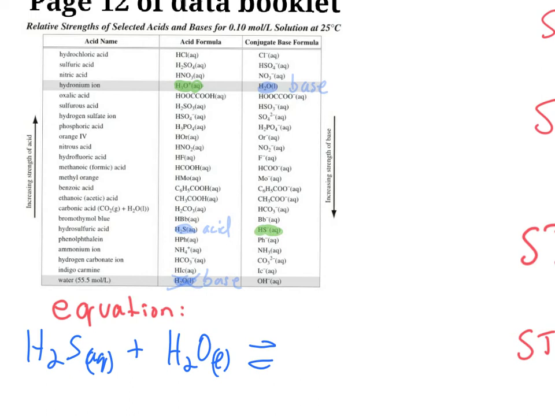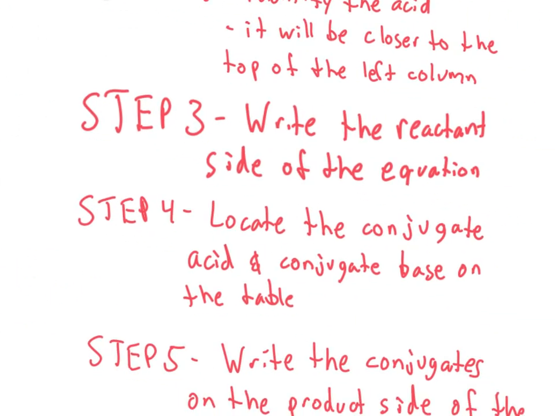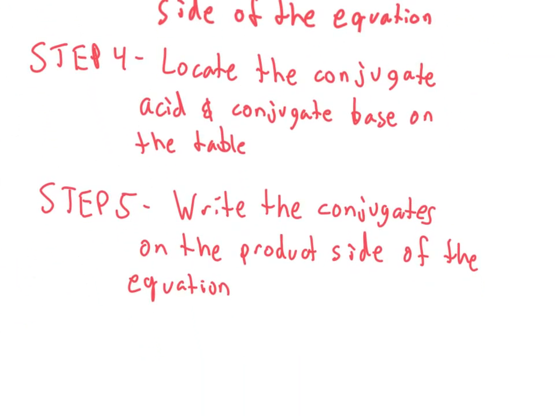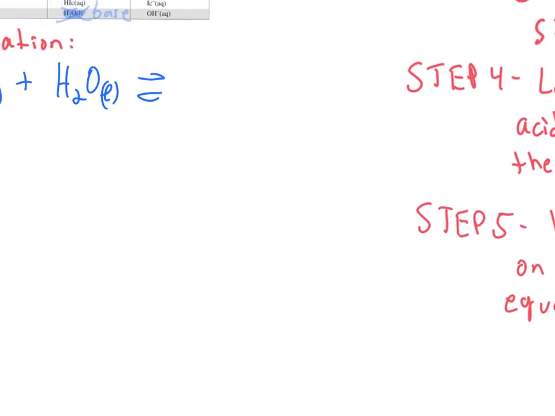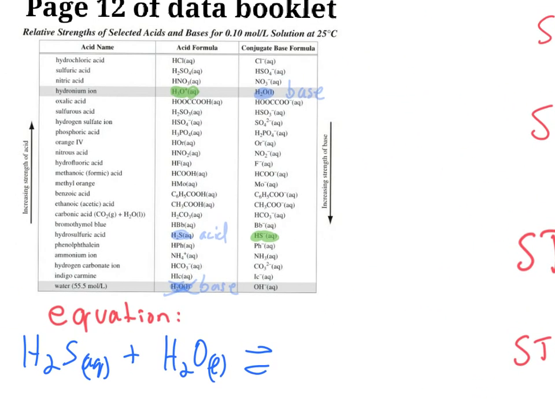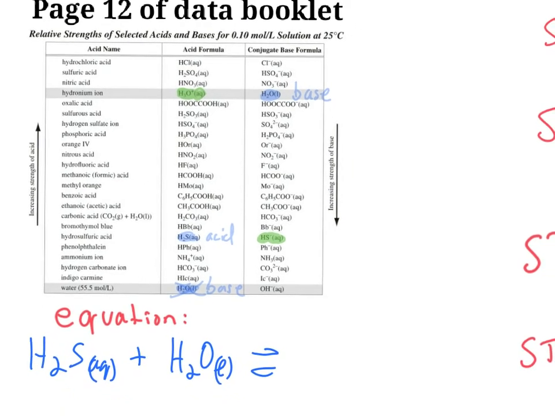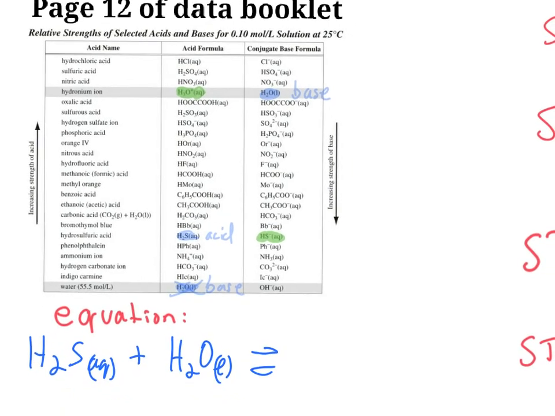Now the last step is to write the conjugates on the product side of the equation. So we go back to our table and we just write these out. The first one we'll write out, and it doesn't matter which one goes first, is going to be the H3O positive aqueous. And then the second one is going to be that hydrogen sulfide ion.